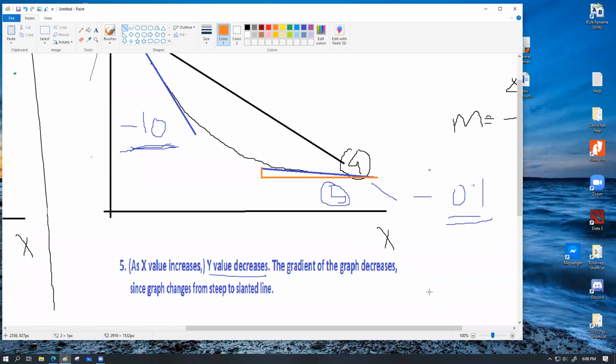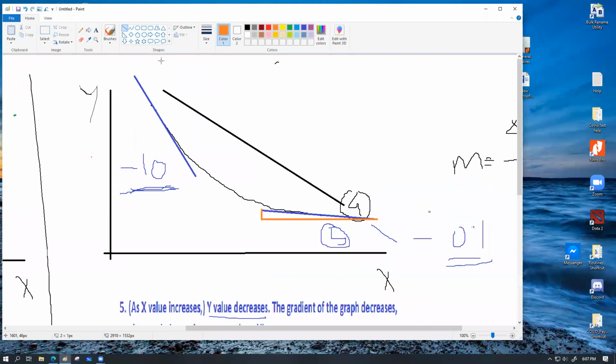So, is the description of number 5 understood by everyone? Yes, sir. So what is the next type of curve that we can have?